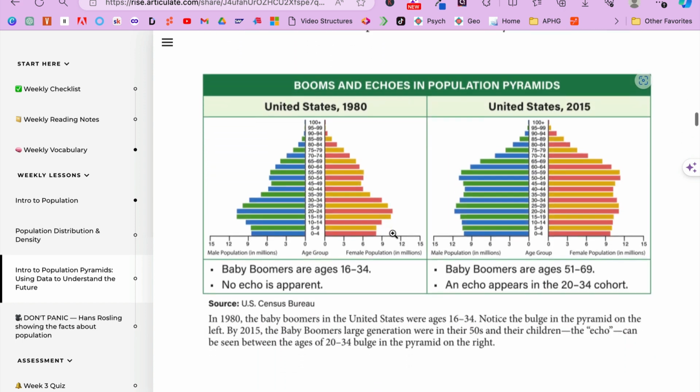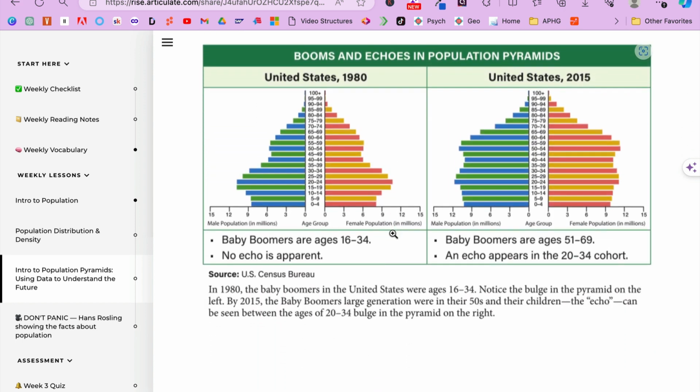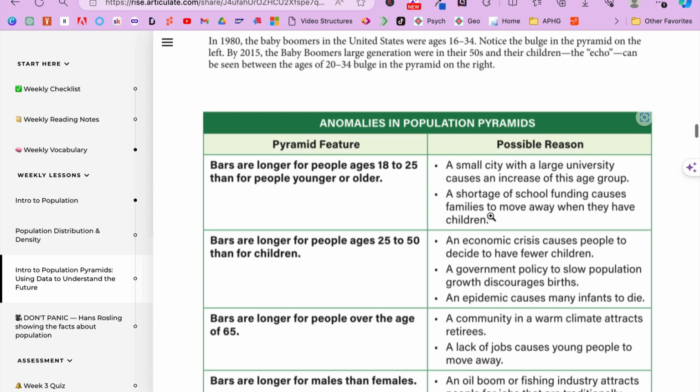Let me just show you here. You can see in the United States, back in 1980, the baby boomers were age 16 to 34, and you can't really see any sort of echo yet, but you do see the baby boom. So, baby boomers are going to start to have a lot of babies. And then over here, you can actually see an echo. So, baby boomers here, they had a lot of babies. I'm that older millennial group myself. So, it's actually an echo of that boom in births.